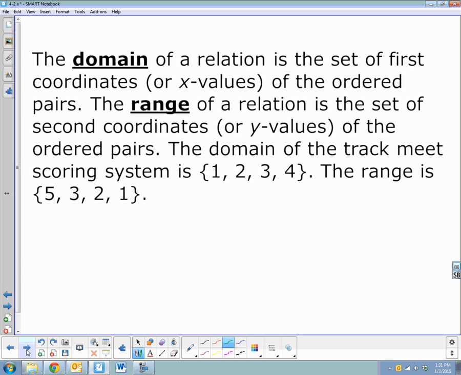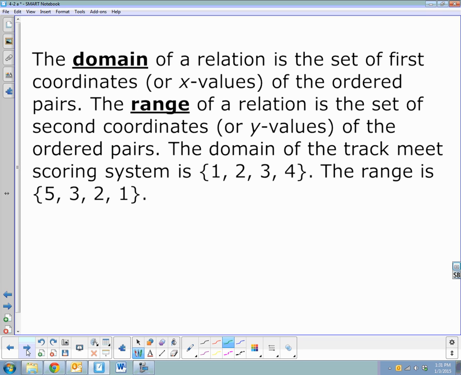Domain and range. Okay, so domain and range, a little bit harder. Not a little bit harder, a little bit more in depth. We'll say it that way. Domain and range is looking at those inputs and the outputs. The domain is what's going in. So it's the X values. It's the input. The range is what's going out. It's the outputs. It's the Y values.